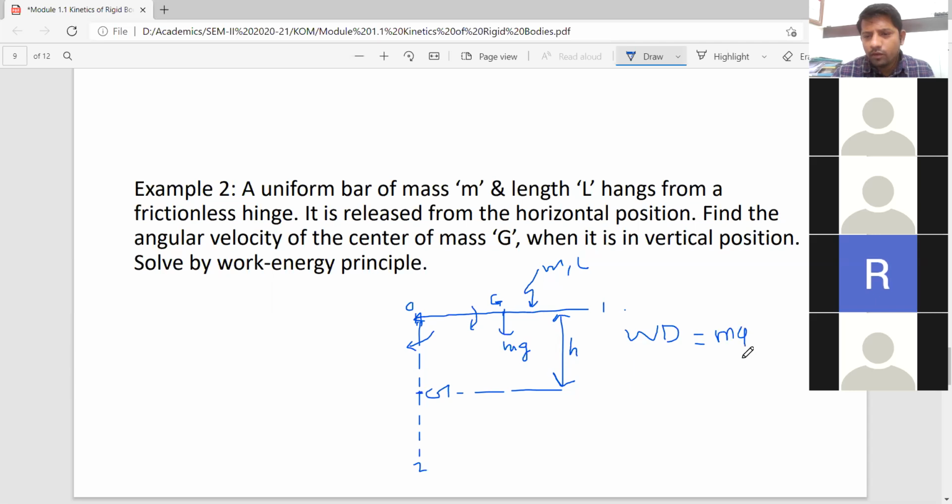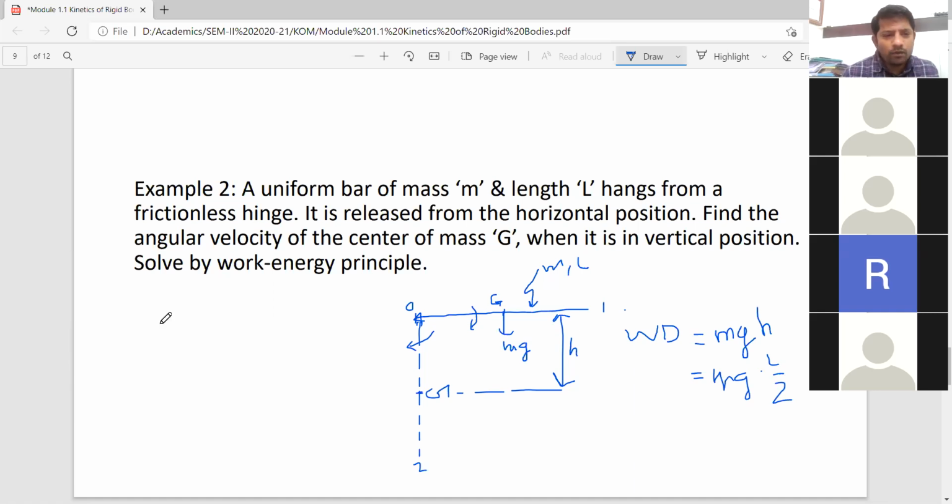Now what is this h distance? H is the distance between point O and point G, so that is L by 2. H is given as L by 2. So this is your work done: mg into L upon 2.